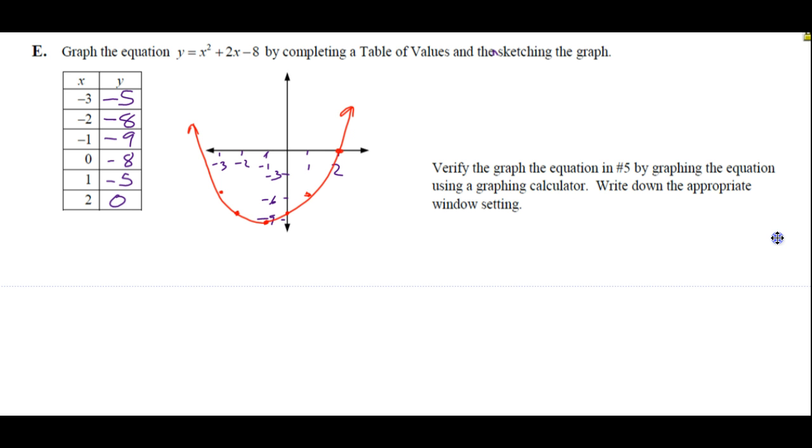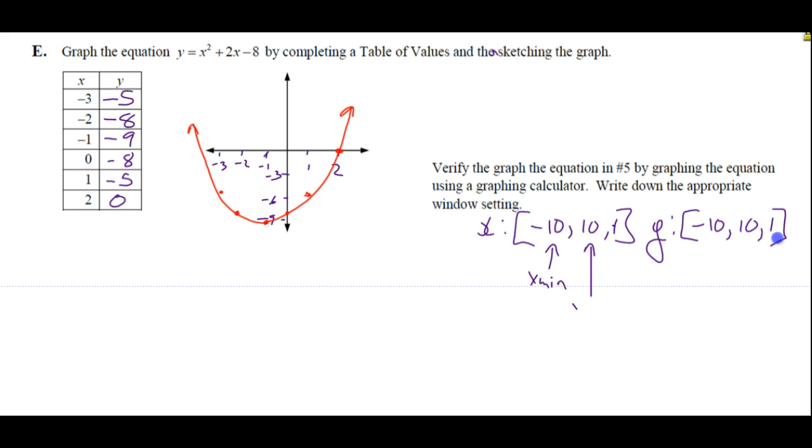Verify the graph by writing down the appropriate window setting. This window setting does not match that window setting. Really, we should be using the one that's there, but I think it looked better in the standard window, so that's what I'm writing down. So what this says is an x window setting is x min, -10, x max is 10, and x scale is 1. So x min, x max, and x scale. And then the same thing for the y's.